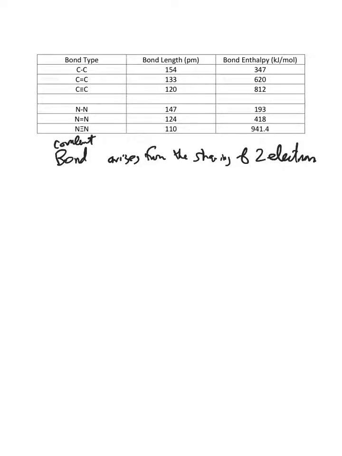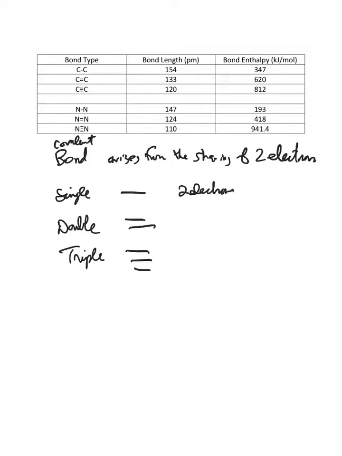And there are different types of bonds. We can have a single bond, a double bond, or a triple bond. So a single bond just has the two electrons. A double bond will, of course, have 4 electrons. And a triple bond will have 6 electrons.